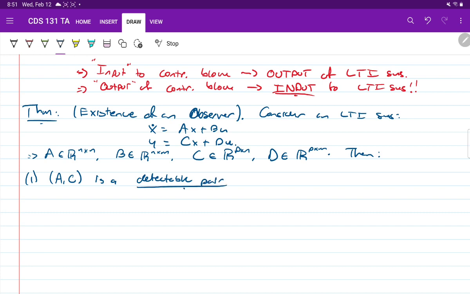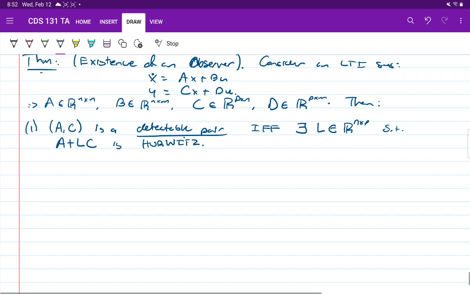Remember, detectable is kind of the analog of stabilizable, but for observability. It's a detectable pair if and only if there exists a gain matrix L in R^(n by p) such that A plus LC is Hurwitz. Okay, so again, I'm just going to state these results for now. We'll discuss what they mean in just a moment. So just sit tight for a sec.